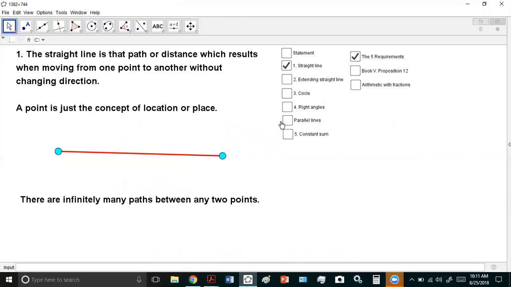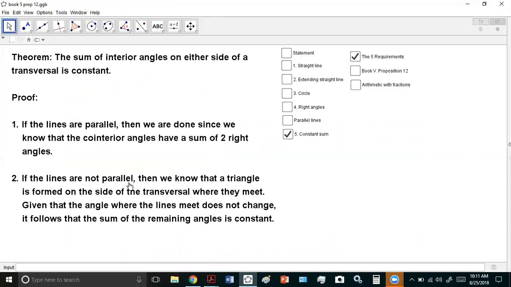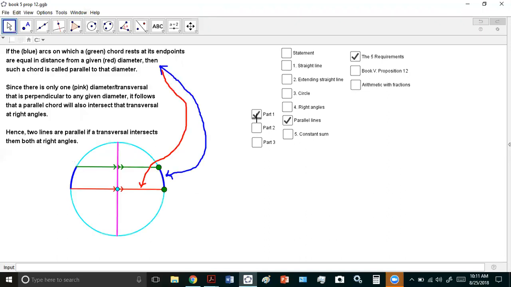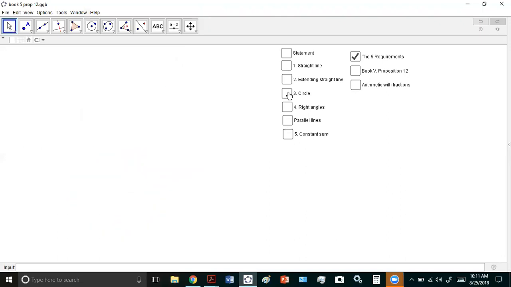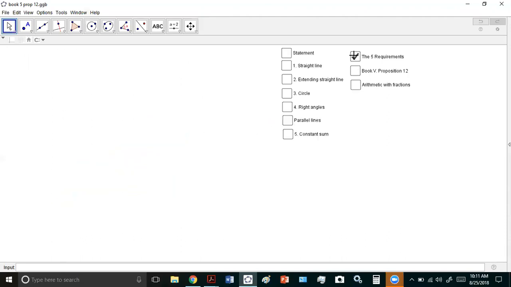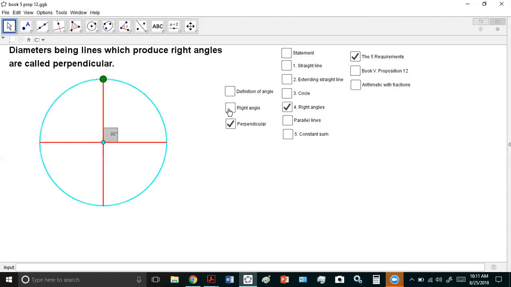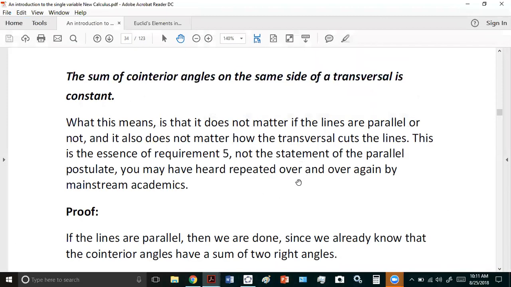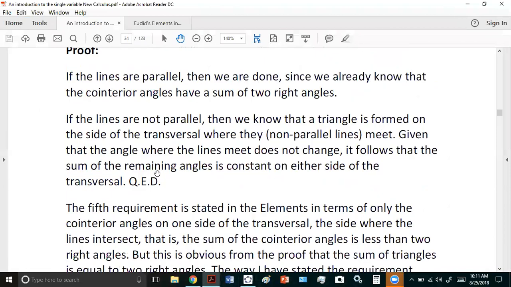So what does the fifth requirement say? Let's just see. This is the fifth requirement. If the lines are parallel, then we are done. This is the proof of it. Let's just look here. I think I've got that somewhere. I thought I had it down. Maybe it's this. No, it's not that one. It looks like it's not in here. It's in another applet. No problem, but I do give you the proof here so you can go through it yourself.